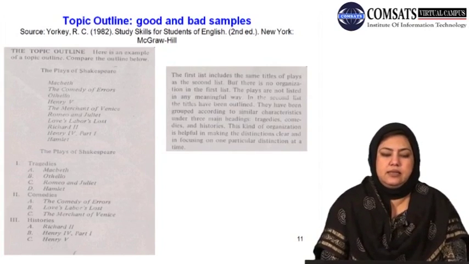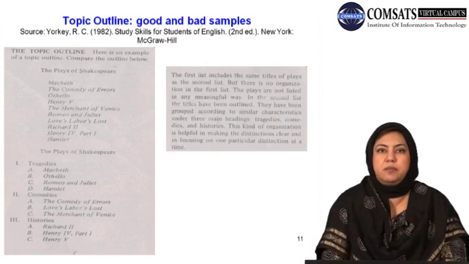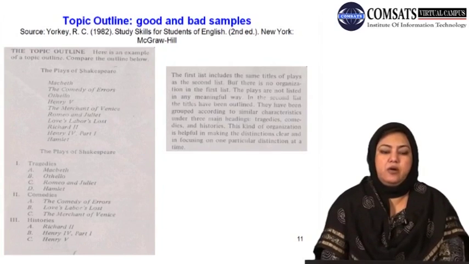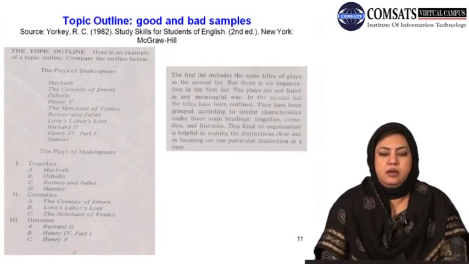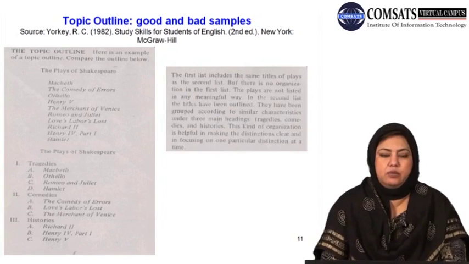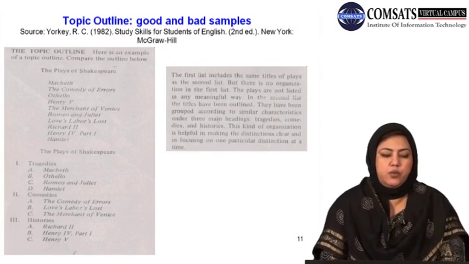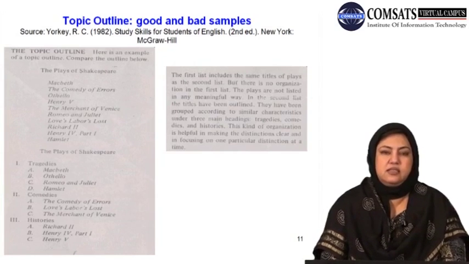Now the list has quite a number of the plays that are mentioned here. However, if you look at it in comparison to the second simple outline that is provided at the bottom of the same column, you would see it is different. Here the plays of Shakespeare, again the writer has outlined according to the topic. However, the writer has divided it into 3 parts. Part 1 is tragedies, number 2 comedies, and number 3 histories.